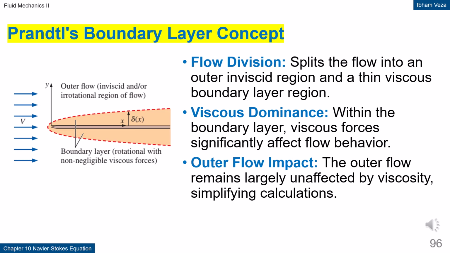Prandtl's boundary layer concept. According to Prandtl, the flow can be divided into two main parts, the outer flow and the boundary layer. Inside the boundary layer, viscous effects are very dominant. Outside the boundary layer, the flow is almost unaffected by viscosity. This division allows major simplifications in solving flow equations. This concept forms the basis of almost all practical aerodynamic analysis.